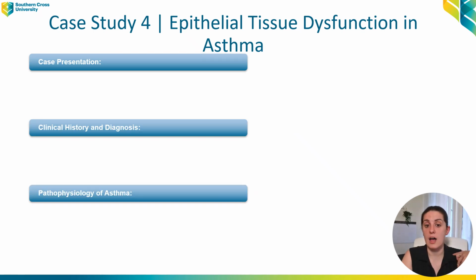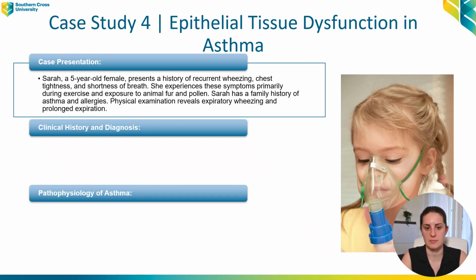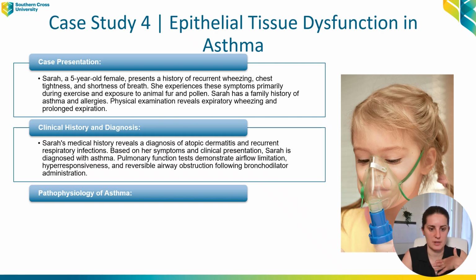Okay, so our last case study we'll look at is asthma. So we have Sarah, a 5-year-old girl, who presents with a history of recurrent wheezing, chest tightness, and shortness of breath. She experiences these symptoms primarily during exercise and exposure to animal fur and pollen. Sarah has a family history of asthma and allergies. Physical examination reveals expiratory wheezing and prolonged expiration. Sarah's medical history reveals a diagnosis of atopic dermatitis and recurrent respiratory infections. Based on her symptoms and clinical presentation, Sarah is diagnosed with asthma.